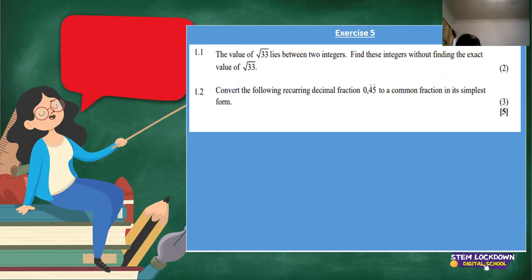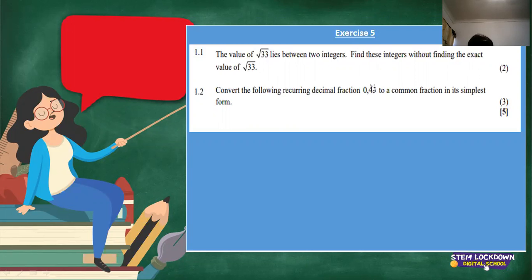How do we convert from recurring decimals to a common fraction? So to do that, we say x equals 0.45 recurring, which is indicated like this. We represent a recurring decimal 0.454545 with just 0.45 with a dot on each number.